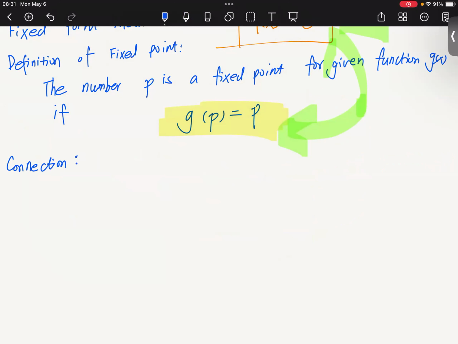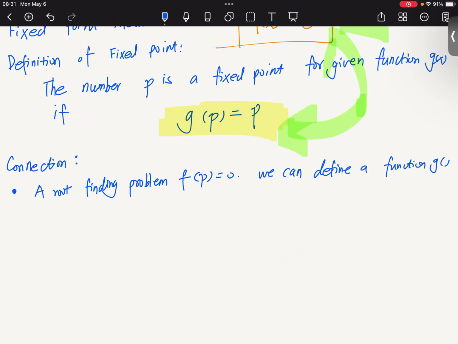So for example, if you are given a root finding problem, with the root at p equals 0, we can actually define a function g(x) based on the given problem, based on f(x), so that the problem at p equals 0 is equivalent to g(p) equals p, the fixed point problem.